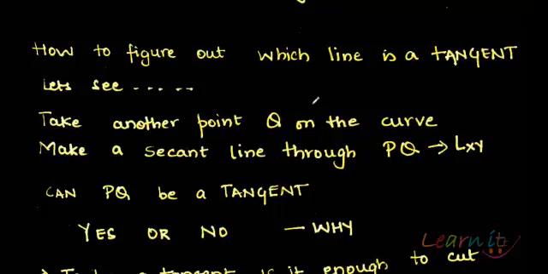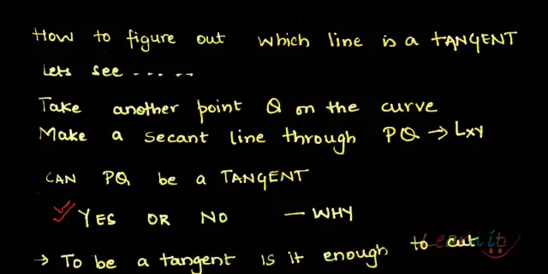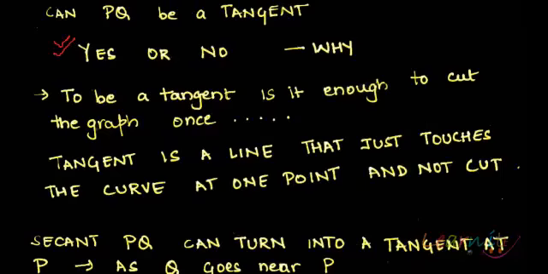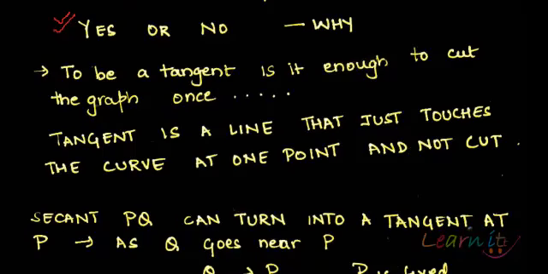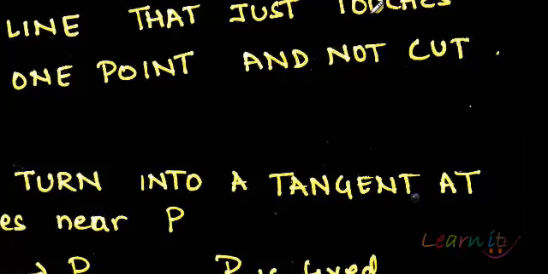Can PQ be a tangent? Yes, PQ can be a tangent. I just told you how it can be a tangent. To be a tangent, is it enough to cut the graph once? No. The tangent is just supposed to touch the curve at one point and not cut it, okay? And "not cut" is a very important phrase here. The secant PQ can turn into a tangent at P as Q goes near P.